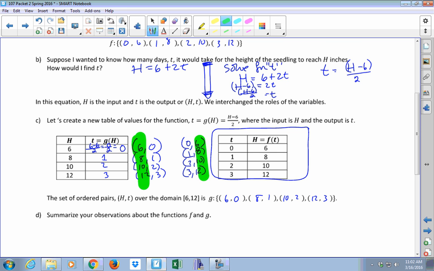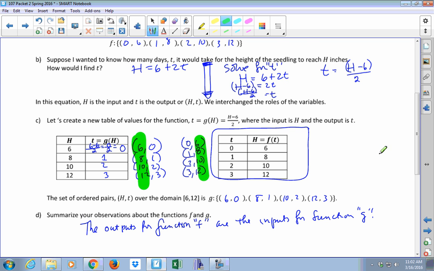So let's summarize the observations. Well, we just noticed one observation. So let's see how we would write it. We could say the outputs for the function f are the inputs for the function g. Okay, that's one way we could write it.